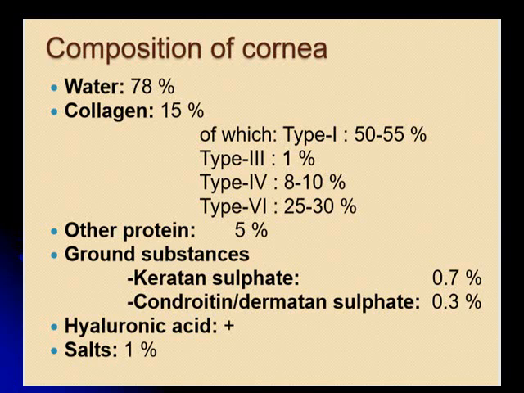Other components of the cornea are the proteins, the ground substance, namely keratan sulfate and chondroitin sulfate, hyaluronic acid and salts.